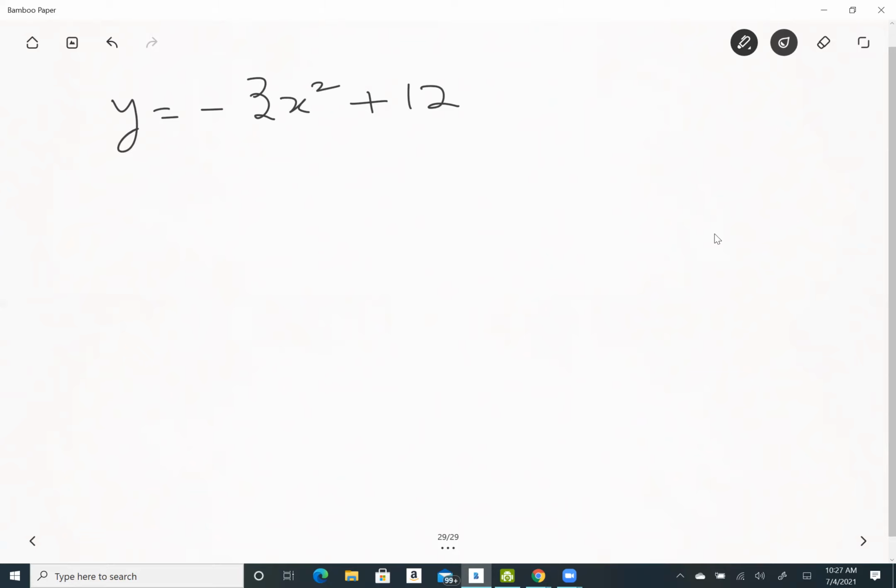Negative 6x. That's the y prime. The critical point. What is the value of x? So you get x equal to 0. Now you find the value of y, so that we will have the critical point proper. What is the value of y when x equal to 0? 12. So the critical point is 0, 12. So you know already that will be the turning point.